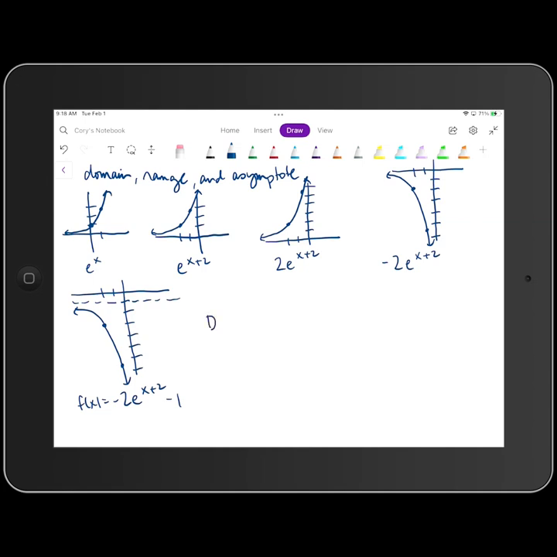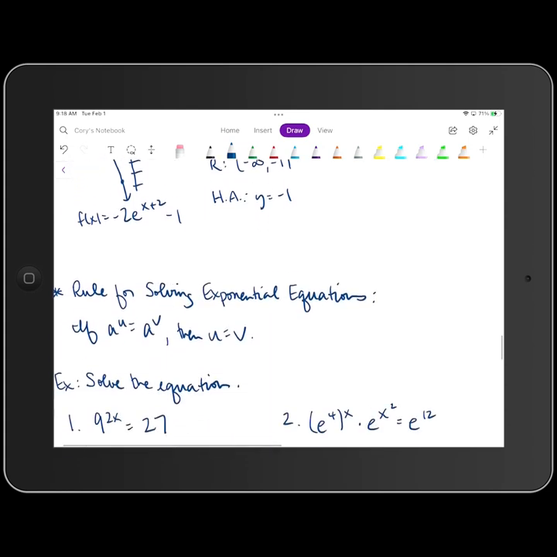Our domain here is all reals. Our range is y less than -1, so I can write that as the open interval from negative infinity to -1. And there is a horizontal asymptote at y equals -1. Okay, so those are your examples of graphing with transformations.